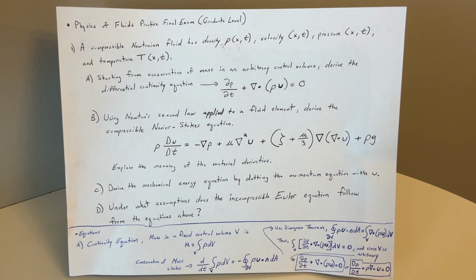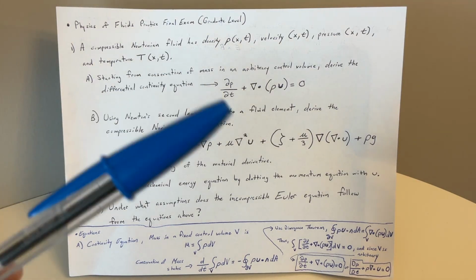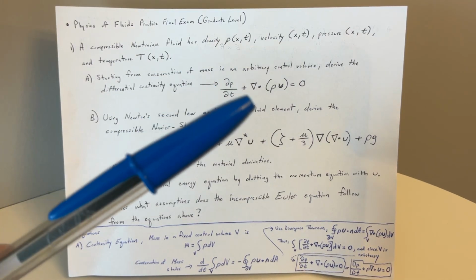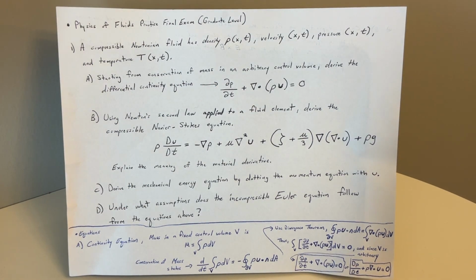A compressible Newtonian fluid has density rho(x,t), velocity u(x,t), pressure p(x,t), and temperature T(x,t). Part A, starting from conservation of mass in an arbitrary control volume, derive the differential continuity equation: d rho/dt plus del dot rho u equals 0.